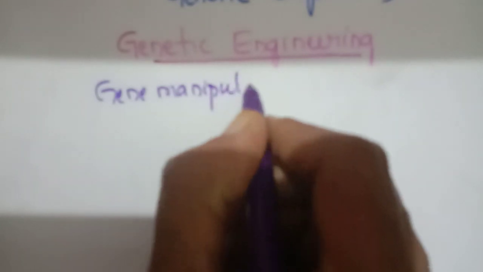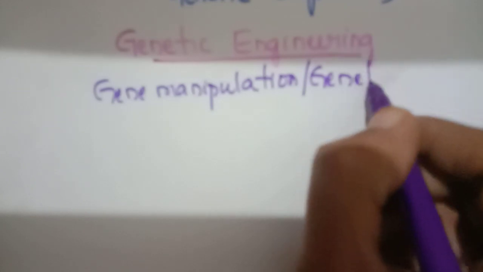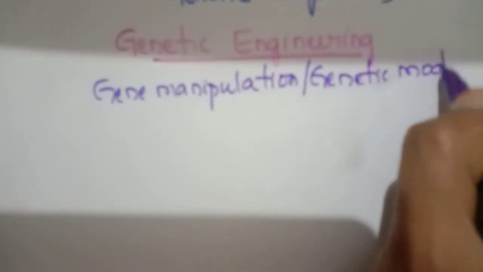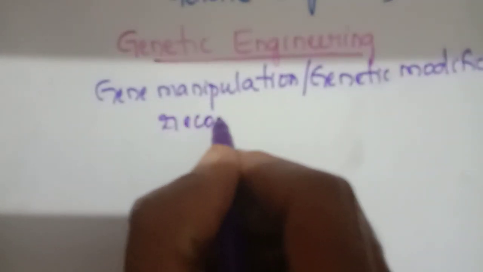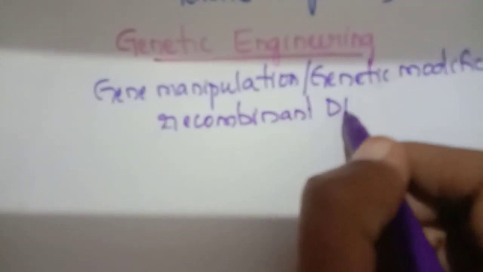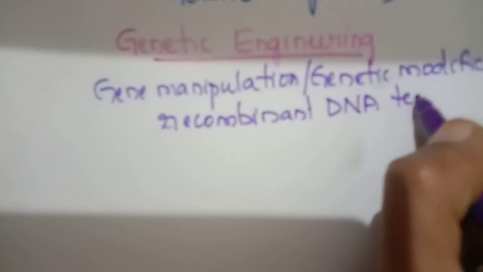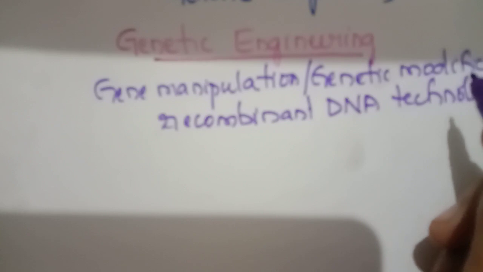Genetic engineering is also called gene manipulation technique, or genetic modification technique, or recombinant DNA technology. So genetic engineering can be called by different terminologies like gene manipulation technology, genetic modification technology, or recombinant DNA technology.